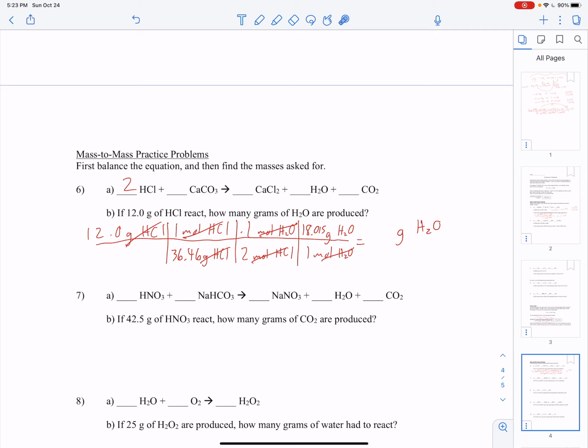Well, here I've got 18 over 36. Well, 18 over 36 is 1/2, right? So 1/2 times 1/2 is 1/4, and 1/4 times 12 should be about 3. So if the answer you get isn't close to 3, you got a problem, right? And I believe it turns out to be a little less than 3, right? Just a little less. Okay, so that is the process for mass-to-mass stoichiometry problems.